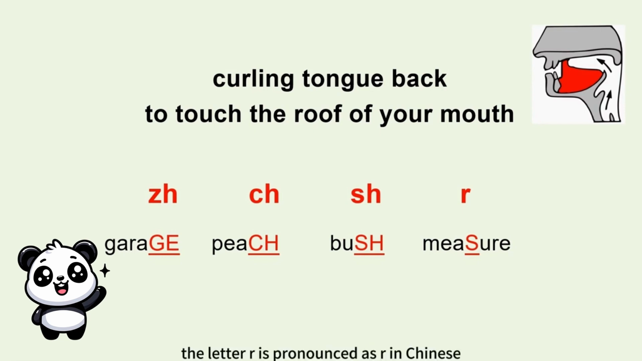The letter R is pronounced as r in Chinese. It's similar to the sound of S in the English word measure. Remember to curl your tongue back to touch the roof of your mouth when you try to pronounce zh, ch, sh, r.